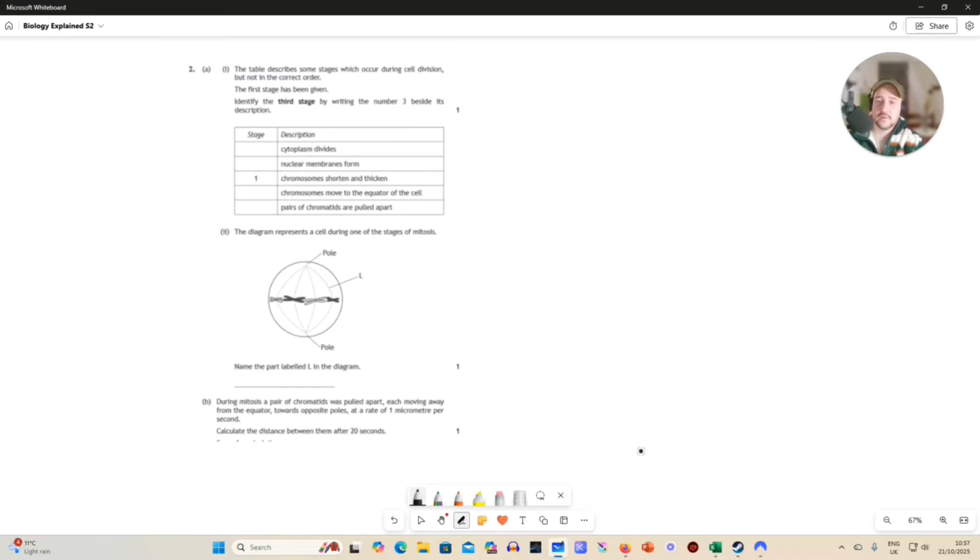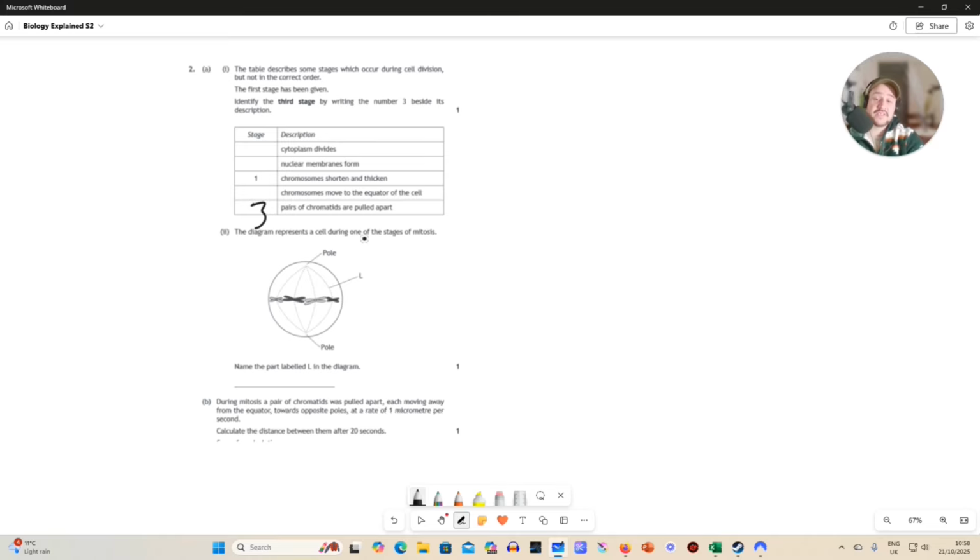The chromosomes move to the equator of the cell, or the pair of chromosomes are pulled apart. Okay, well, in order for them to be pulled apart, they have to be at the equator first. So the equator comes before being pulled apart, and these are the only two left, and we know the first step. So the number 3 has to be the pairs of chromosomes are being pulled apart. Okay, so that's for your mark.